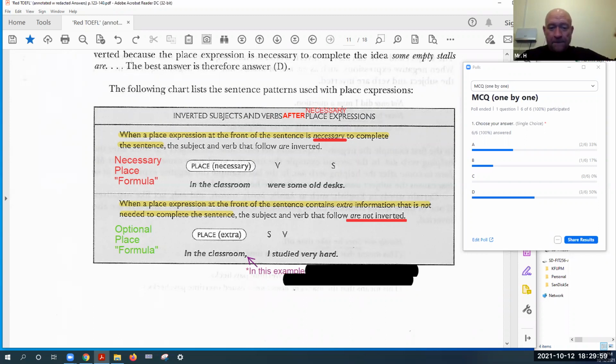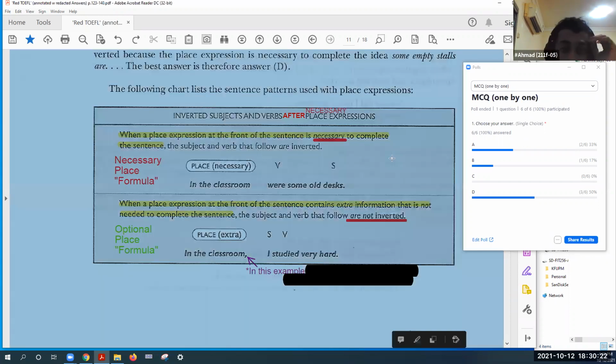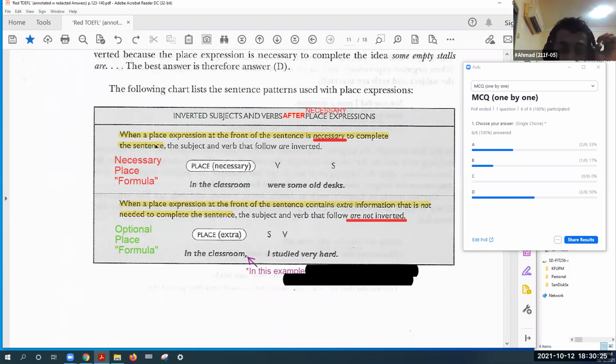But if the place expression is optional, do not invert. It's a normal sentence when you have an optional place expression. So what's the rule here, Ahmed? Can you read it? I have a question after that. Sure. When a place expression at the front of the sentence is necessary to complete the sentence, the subject and verb that follow are inverted, reversed.